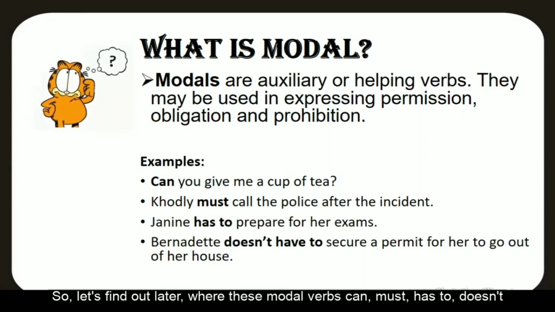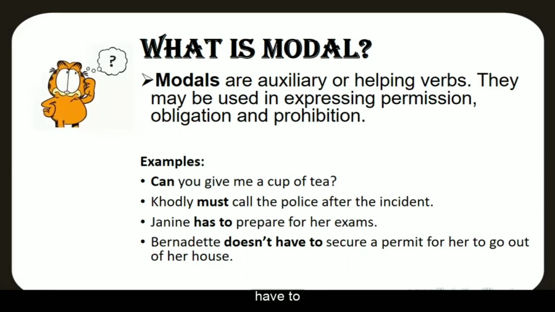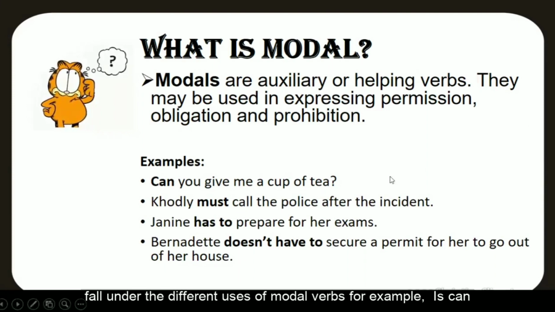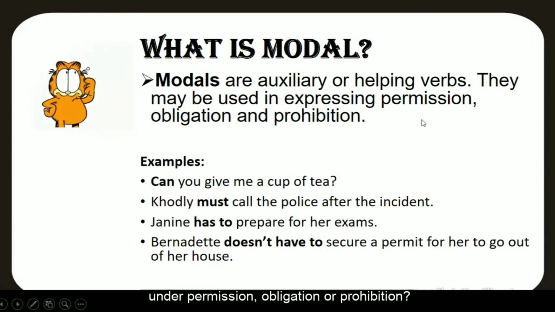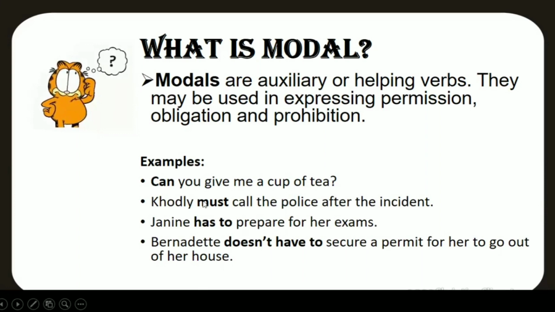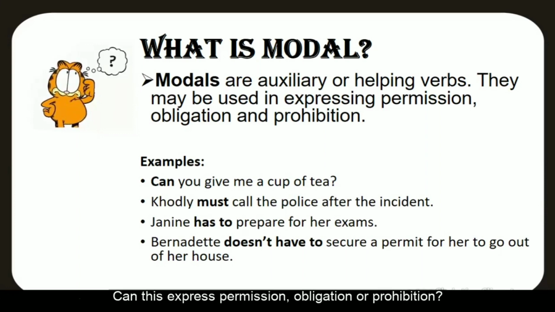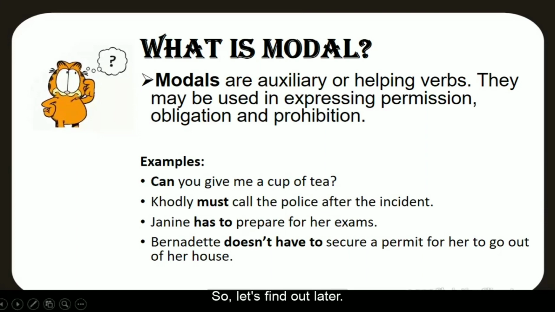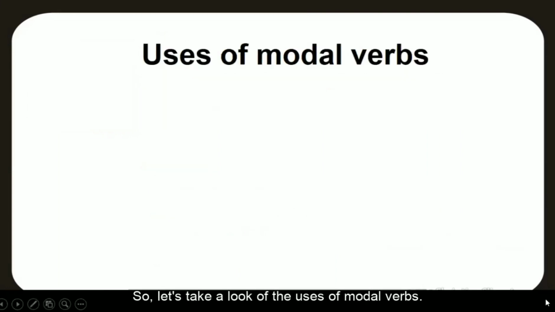So let's find out later where these modal verbs can, must, has to, doesn't have to fall under the different uses of modal verbs. For example, is can under permission, obligation, or prohibition? What about must? Can this express permission, obligation, or prohibition? So let's find out later. Okay, so let's take a look at the uses of modal verbs.